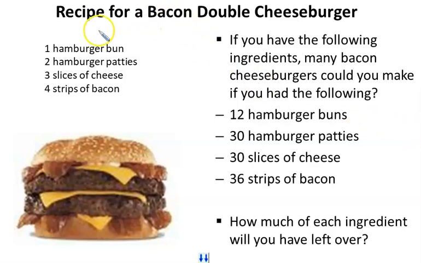So here are the ingredients to make a bacon double cheeseburger: 1 hamburger bun, 2 hamburger patties, 3 slices of cheese, and 4 strips of bacon. And so those reactants put together would yield our product of a double bacon cheeseburger. And so these are like your coefficients. Those are like your mole ratios going on.